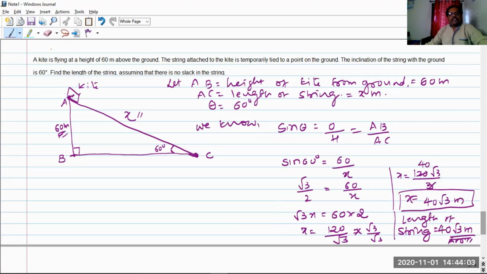Understood, students? This is also a very simple example. The only thing is you need to know the basic definitions of trigonometric ratios. With this sum, students, we will stop here. In the next video we will solve more examples depending on angles of depression. In each of these examples the angle of elevation was given. In the next video we will solve examples on angle of depression. With this note we will stop here. We will see you in the next class with more interesting examples.